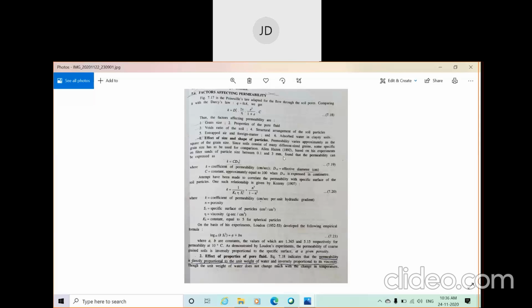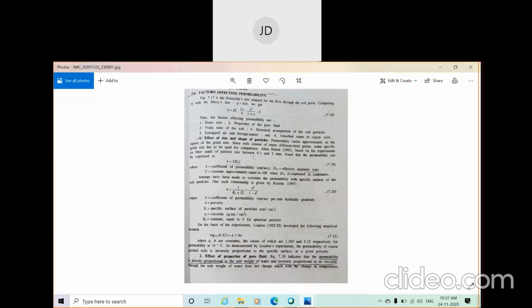Okay, and Allen Hazen in 1892 proposed an equation, a relation between coefficient of permeability and effective size of the soil particle. And this Allen Hazen equation is also very important from exam point of view. I'm not only talking about your regular exam, I'm even talking about competitive exams. In some competitive exams this is also frequently asked.